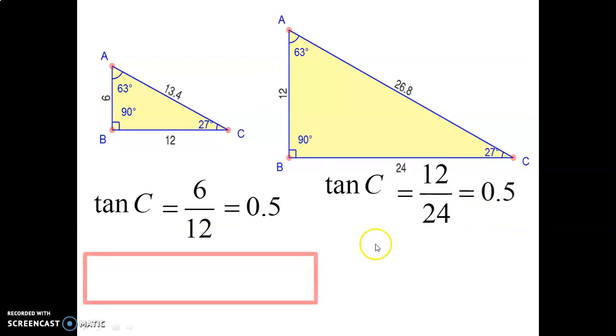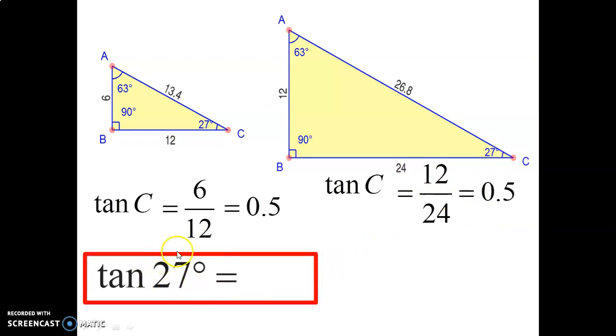So it's important to note that tangent of 27, because that's what C is in both these cases, will always be 0.5. It seems strange at first, but it's always true. No matter how big this triangle gets, the tangent of 27 degrees will always be 0.5. And that's the same for any angle.